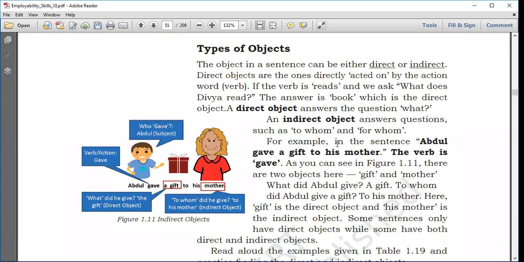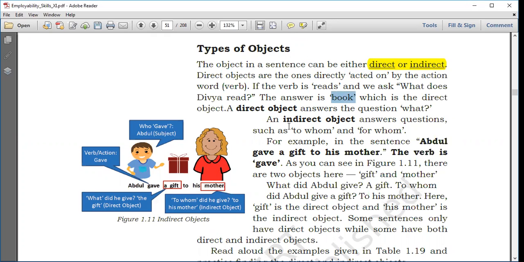Right. Next, the objects that we write in sentences also come in two forms. One is the direct object, and another is the indirect object. Direct objects are the ones which directly receive the action, right? If the verb is reads, and we ask, what does Dia read? We get a straightforward answer, book.